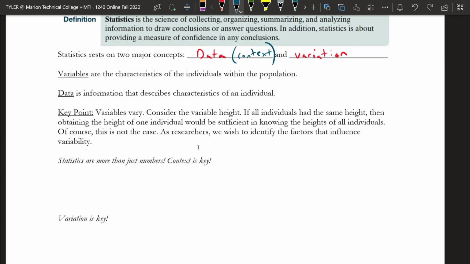Some things I want to write off to the side. One is concerning data. I said this maybe as words, but let me write this down formally. Data can be numerical, an example of that would be height. And it could also be non-numerical, such as gender.